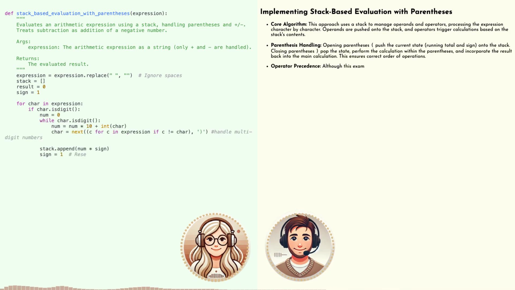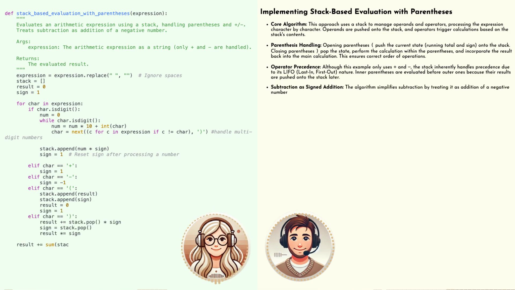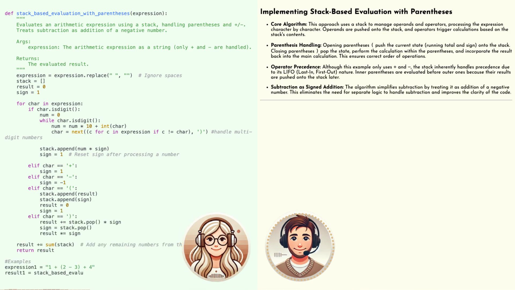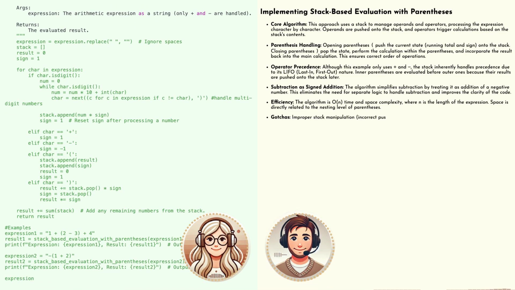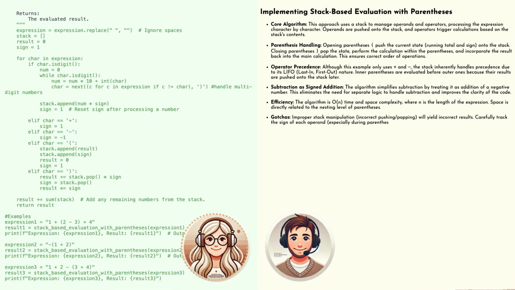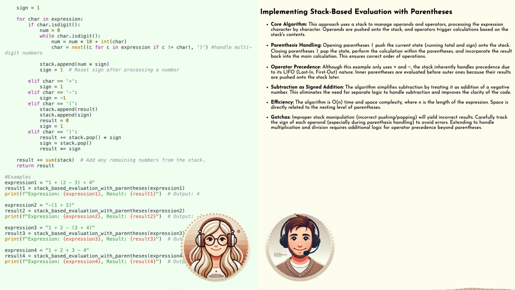When you first mentioned stacks, I'll admit my brain went straight to a stack of pancakes. It took me a second to wrap my head around how that breakfast staple could help us solve this coding problem. Well, sometimes the most complex concepts can be explained with the simplest analogies. But you're right. Let's get into the nitty-gritty of how we actually implement this stack-based evaluation.